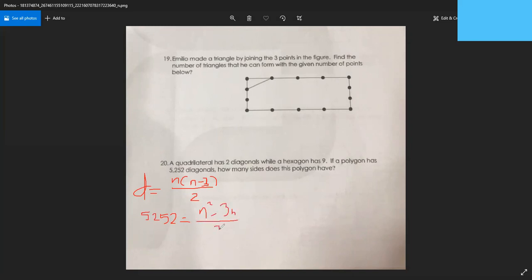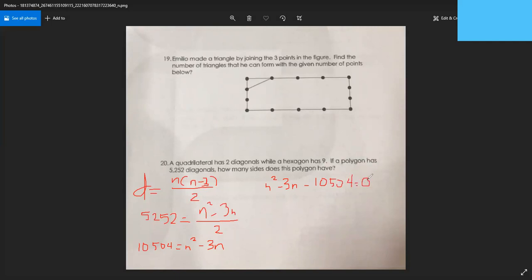So let us solve for the value of n. In this case, this will be now 5,252 times 2, so that would be 10,504. 10,504 is equal to n squared minus 3n. Now, solving this in a quadratic way, n squared minus 3n minus 10,504 is equal to 0.